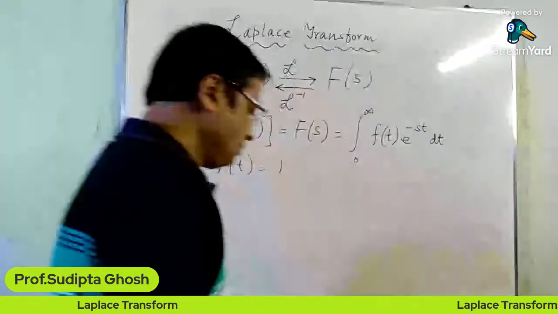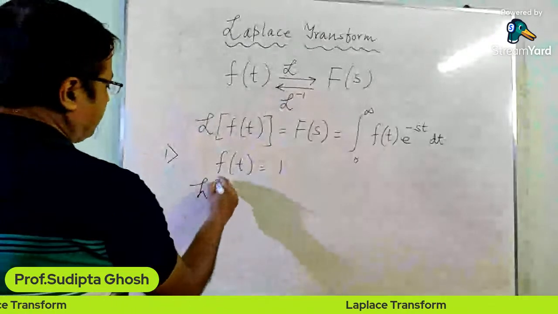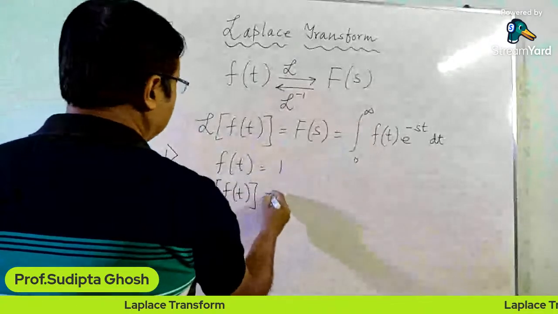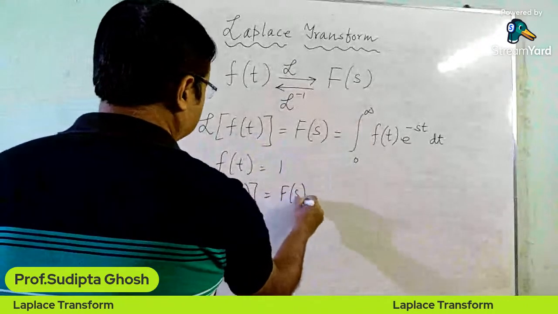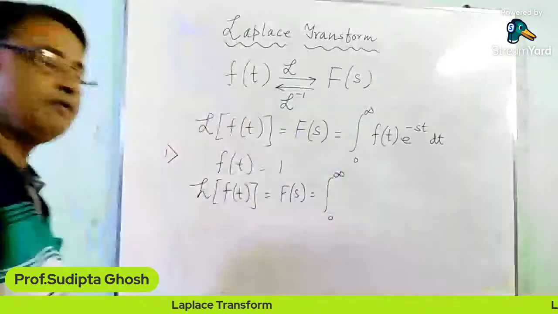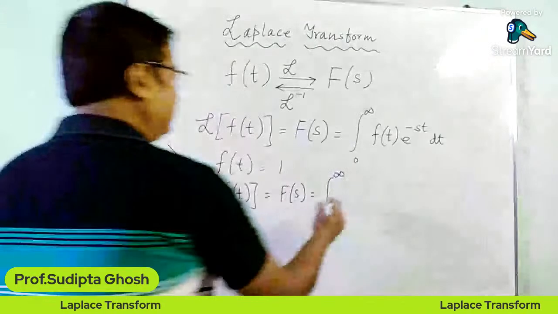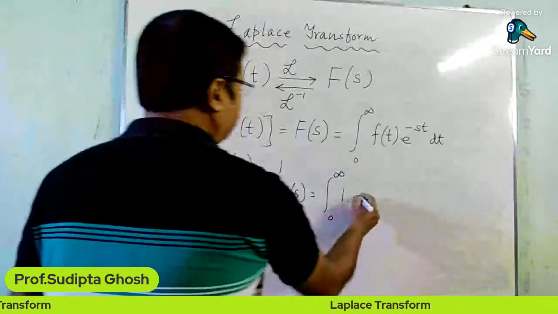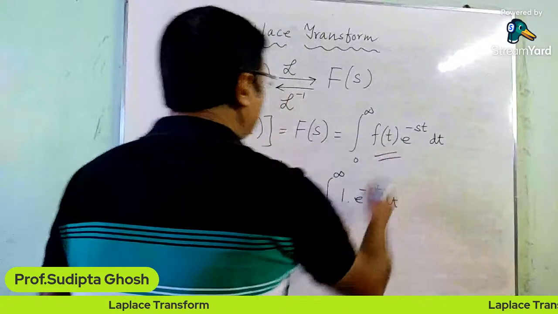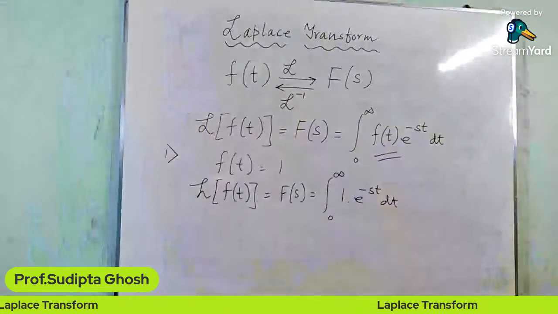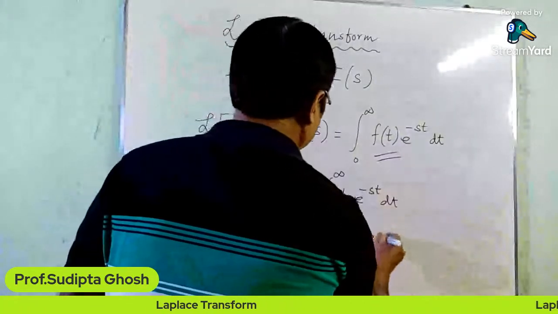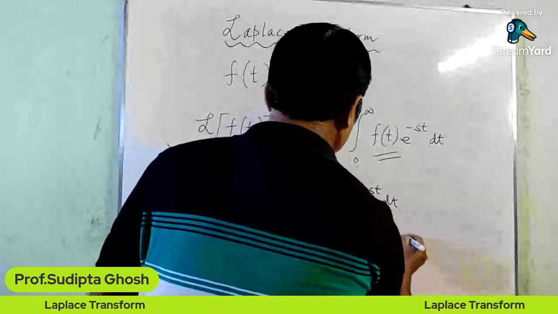So the Laplace transform of f of t, by using this formula, that is capital F of s, will be the integral from 0 to infinity. Now putting the value of f of t, which for this case is 1, and then e to the power minus st dt. Always we have to go through this particular integration, and the value is the integral from 0 to infinity of e to the power minus st dt.